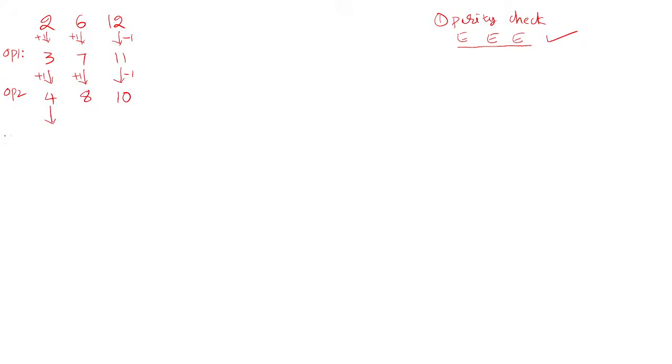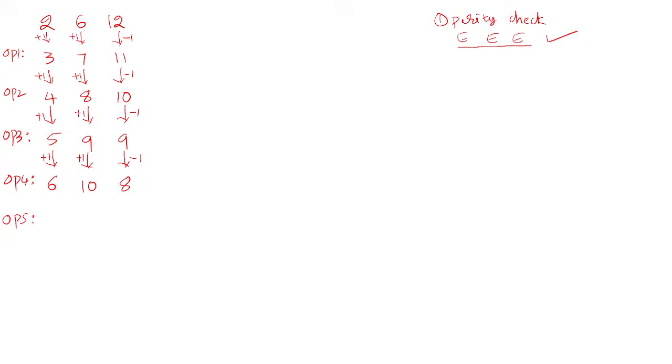So next operation 3. I increment this by 1. I increment this by 1. Then I decrement this by 1. Okay. So then this becomes 5, 9 and 9. Then operation 4. I increment this by 1. Then I increment this by 1. Then I decrement this by 1. So this becomes 6, 10 and 8.